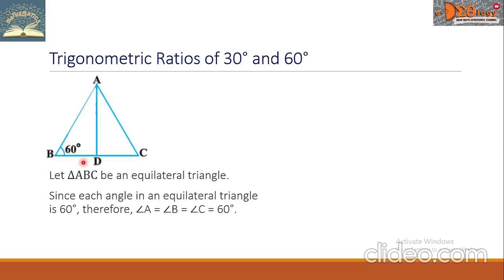Now, let us draw the height of this triangle, AD. In this case, we're going to divide the angle A into two. Here is 30 degrees, the other 30 degrees on the other side. Now, we let the sides AB, BC, and AC be equal to 2A. In that case, the side BD equals A.